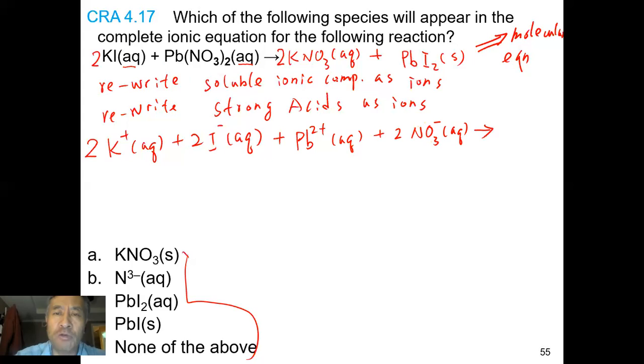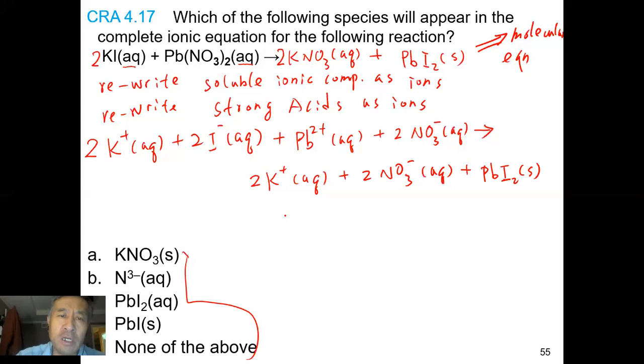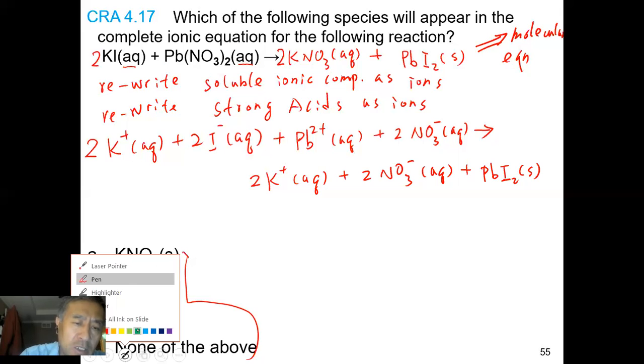So that finishes rewriting these two reactants. Then you examine the two products. The first product is aqueous, so that means also soluble. And then we have K, which is the metal, so this is a soluble ionic compound, and you write it as ions. So I will write on this line here: 2 K1 plus aqueous, plus 2 NO3 one negative aqueous. So this is the ion we get from the first product. For the second product, because the state is solid, for the state solid, liquid or gas, just keep it as it is. Don't rewrite as ions. So this is our complete ionic equation, and let me circle it.